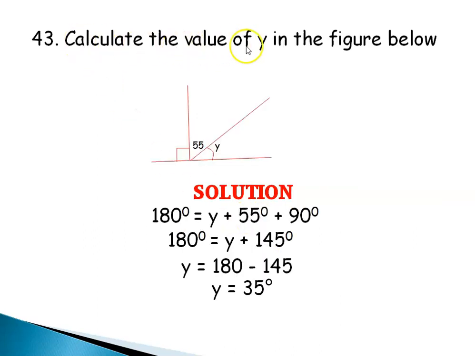Question 43. Calculate the value of y in the figure below. As you can see, all these angles are on a straight line. This is the right angle, which is 90 degrees. This is 55 degrees. This is y. So this plus this should give us 180 degrees, because they are all angles on a straight line. So 180 degrees is equal to y plus 55 plus 90. 55 plus 90 is 145 degrees. And then I'll bring this to this side. My y will be 180 minus 145 degrees, and your answer is 35 degrees. So y is 35 degrees.